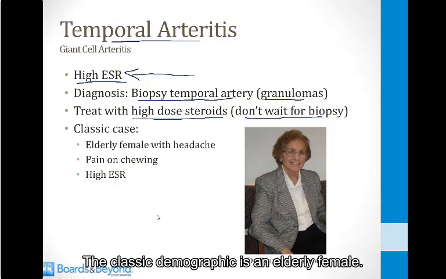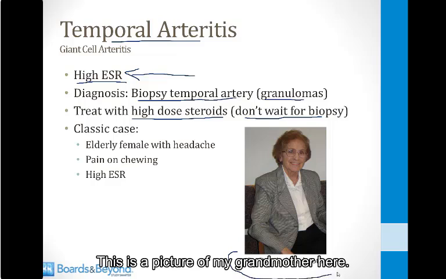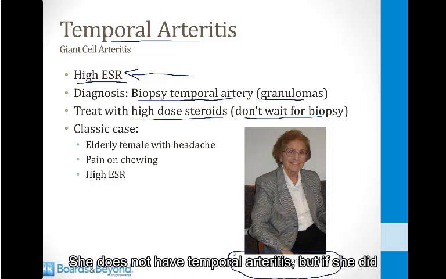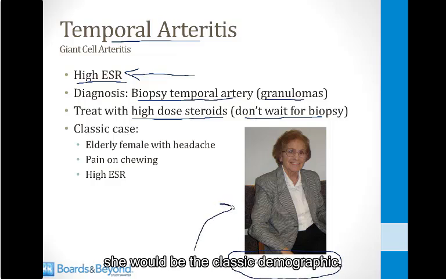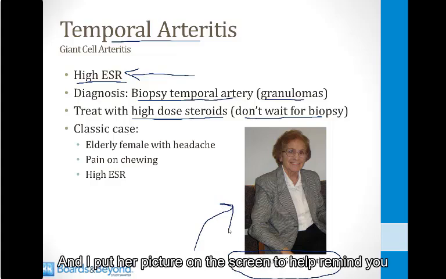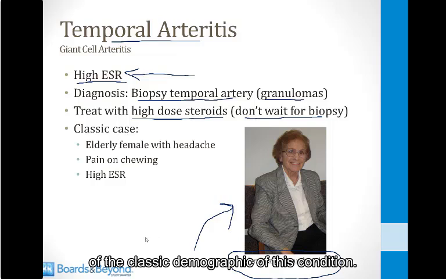The classic demographic is an elderly female. This is a picture of my grandmother here. She does not have temporal arteritis, but if she did, she would be the classic demographic. And I put her picture on the screen to help remind you of the classic demographic of this condition.